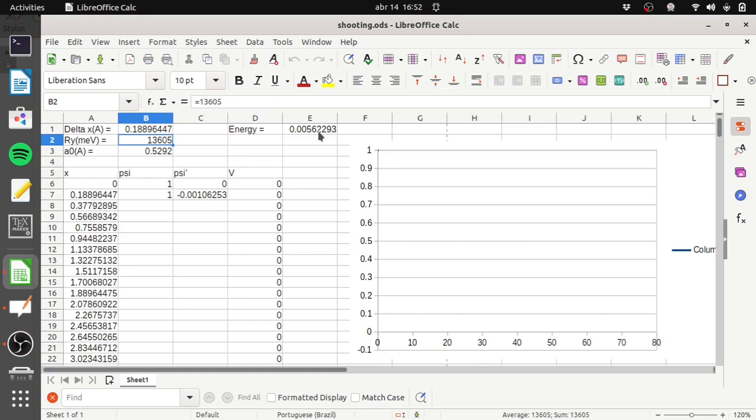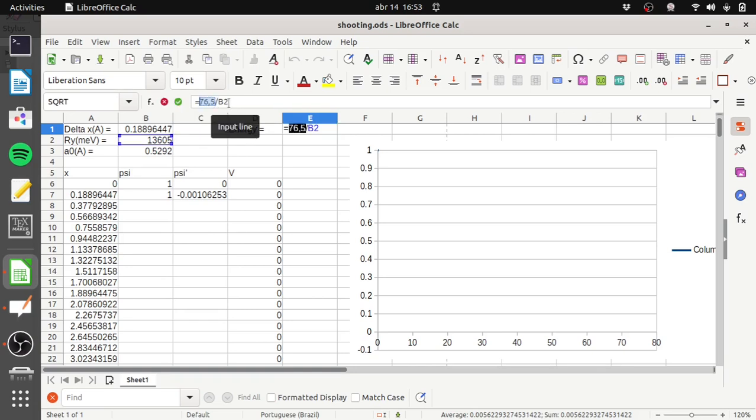The energy, right now, this is just a guess that I made here. And you see the guess here, I'm already dividing it by B2. And what is B2? That would be the Rydberg energy. So that's also fine. It's in the correct unit, right?